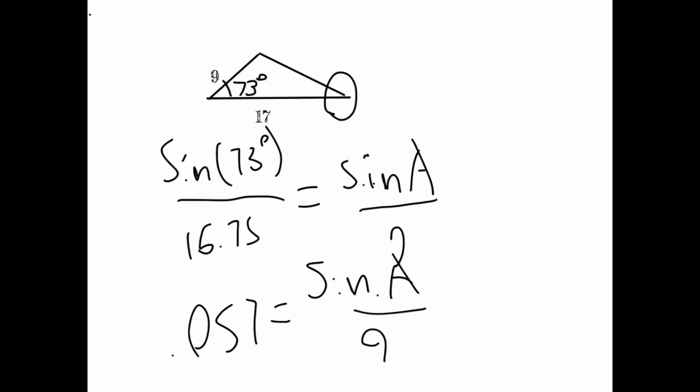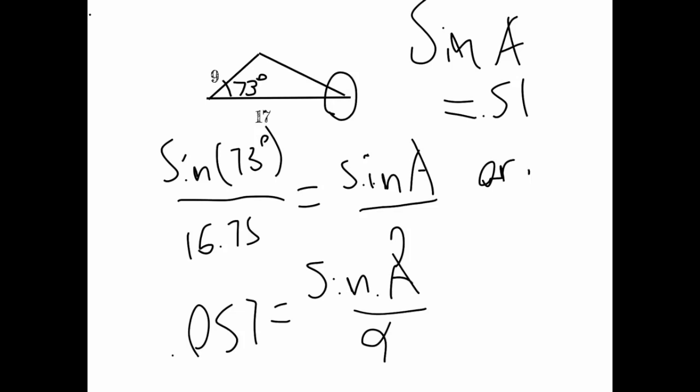But because we're solving for A, we have to get it on its own side, so multiply both sides by 9, and we get sine of A equals 0.51. Now, to solve for angle A, we have to find the arc sine. It can also be written as sine to the negative first power of 0.51, and that is equal to 30.863, which we can round to 30.9. So angle A is equal to 30.9.